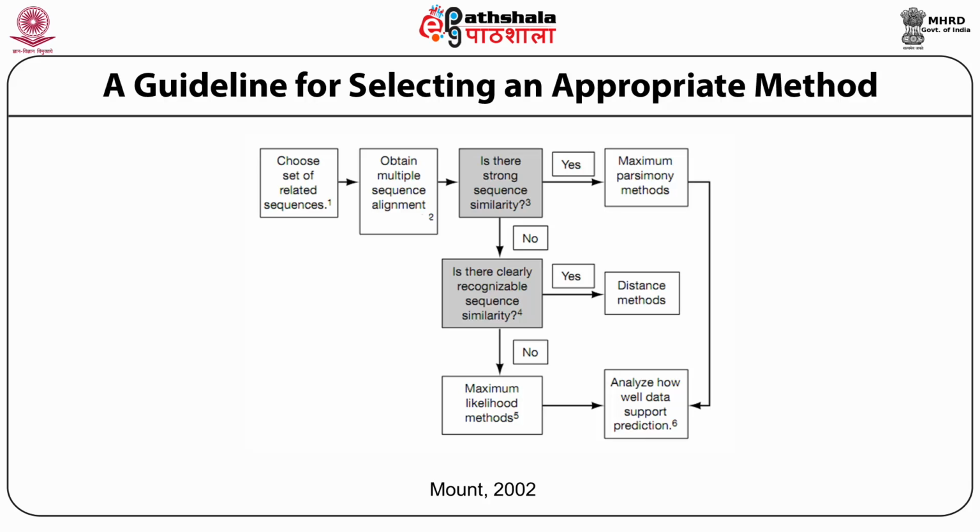So choose a set of related sequences. We have to obtain the multiple sequence alignment. Is there a strong sequence similarity in the alignment? If yes, we can go for maximum parsimony based methods. If the answer is no, then the next question that we have to ask is, is there a clearly recognizable sequence similarity? If there is a clearly recognizable sequence similarity in the multiple sequence alignment, then we can use any of the distance based methods. If there is no clearly recognizable sequence similarity, then we can use the maximum likelihood based methods.